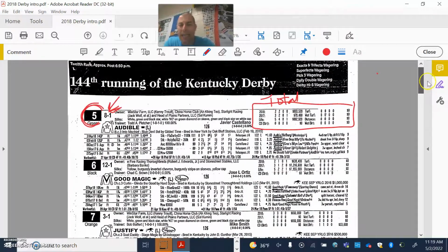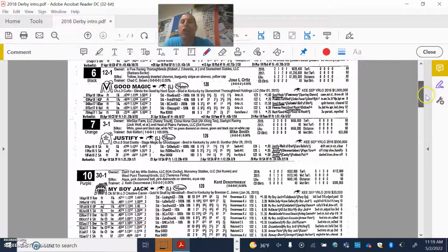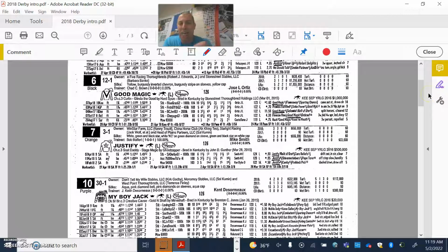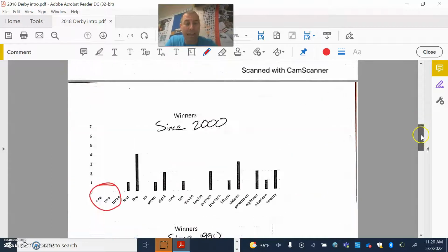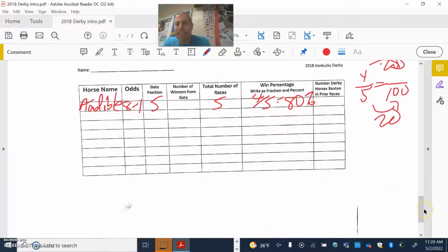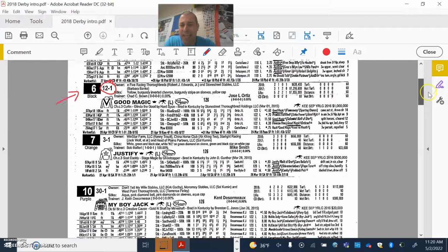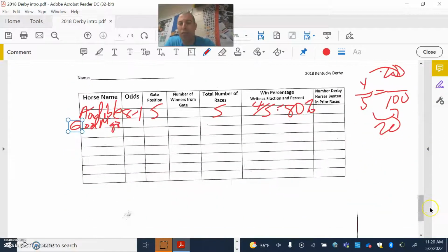So we'll go back. The next one we're looking at here is Good Magic. I can see that it's in the 6th for the starting position or the gate. And I can see the odds are 12 to 1 that's there. So we'll head on back in here. And again, you can pause if you need to. We've got Good Magic. All right. Oh, I thought I could memorize the odds, but apparently not. 12 to 1 there. 12 to 1. So not as good as Audible. All right. But kind of close.